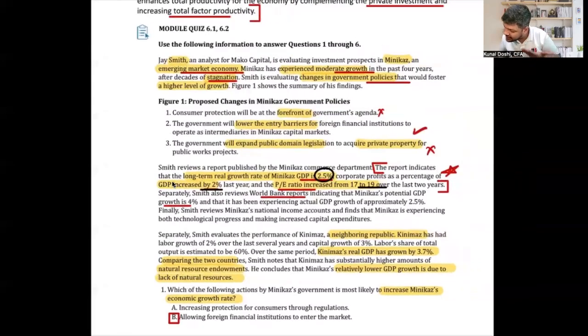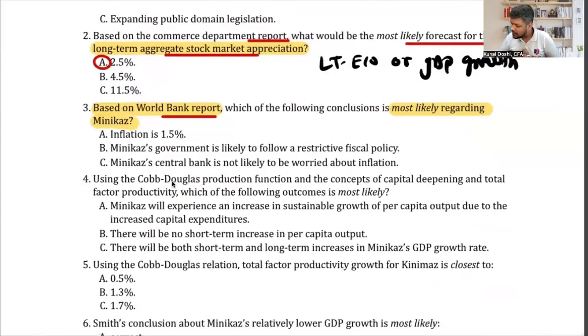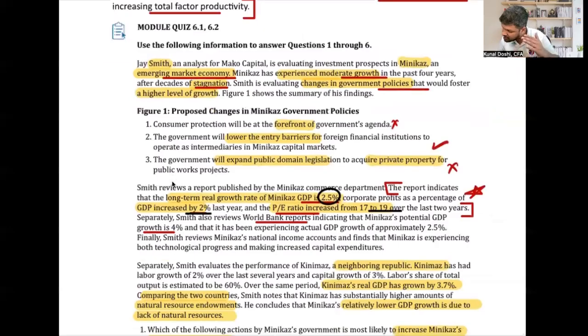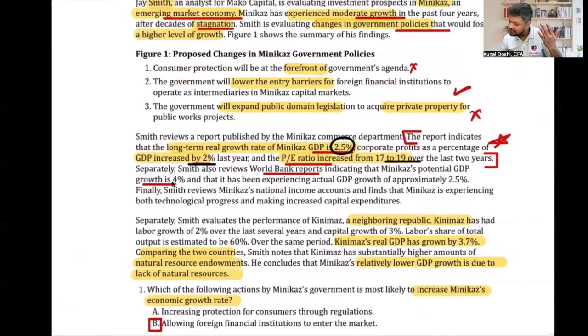Do we see anything related to World Bank? World Bank? No. As of now, no. But they are saying based on World Bank report, which of the following conclusions is most likely regarding Minica's inflation? Its inflation is 1.5. Do we have any information about the inflation being 1.5? No, we don't have any such information.